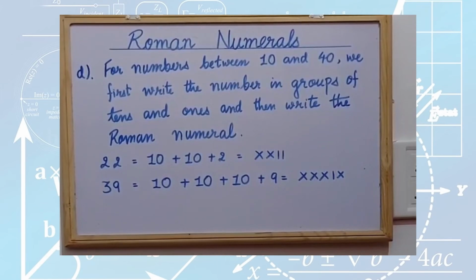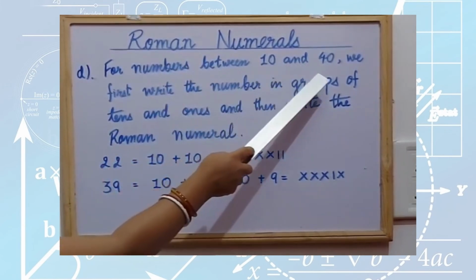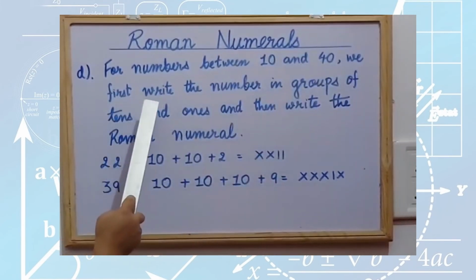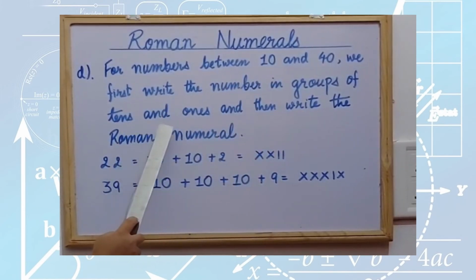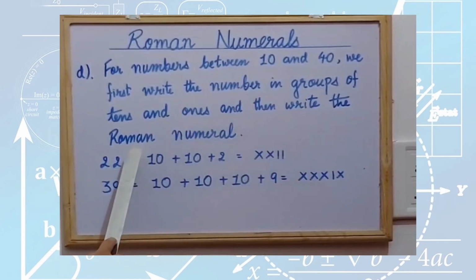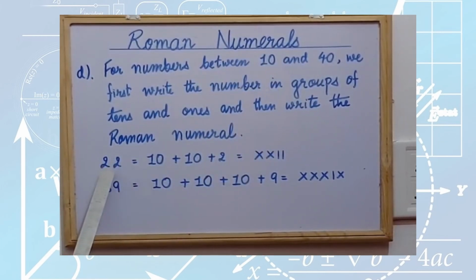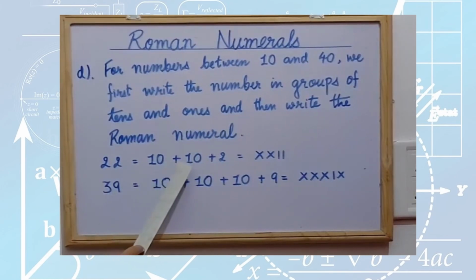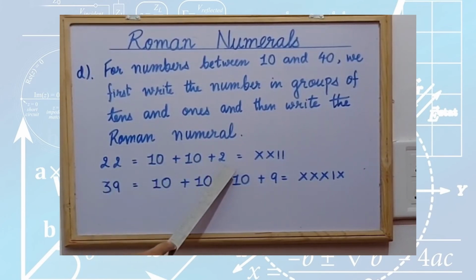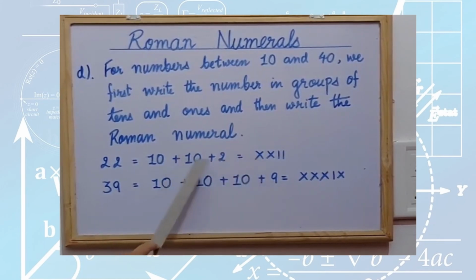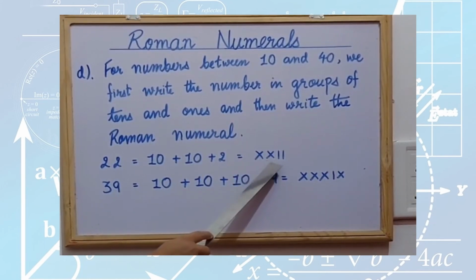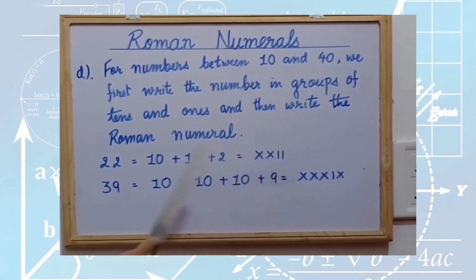Children, the fourth rule which we are going to study today is for numbers between 10 to 40. We first write the number in groups of tens and ones and then write the Roman numeral. For example, children, 22. It is between 10 to 40. So what we have done? We have divided the number into tens first. That means 10 plus 10, that will make it 20, and then plus 2. So how are we going to write? X plus X, that will make it 20, and then I and I, that will make it 22.